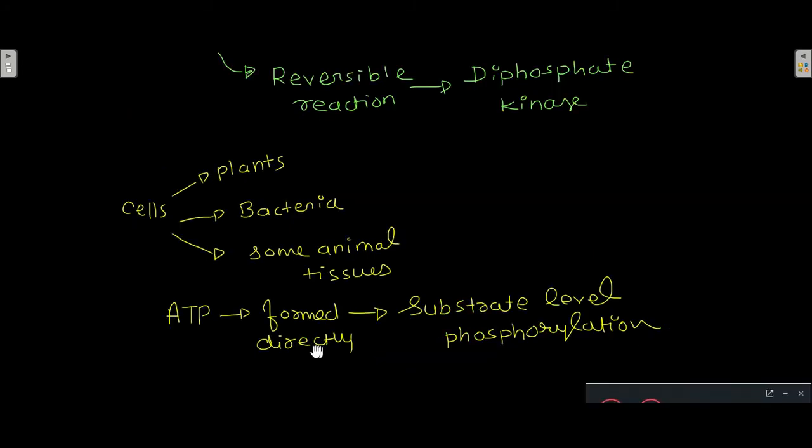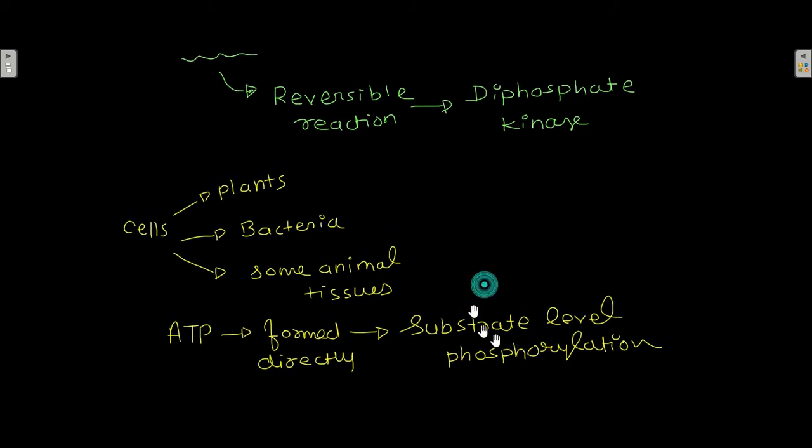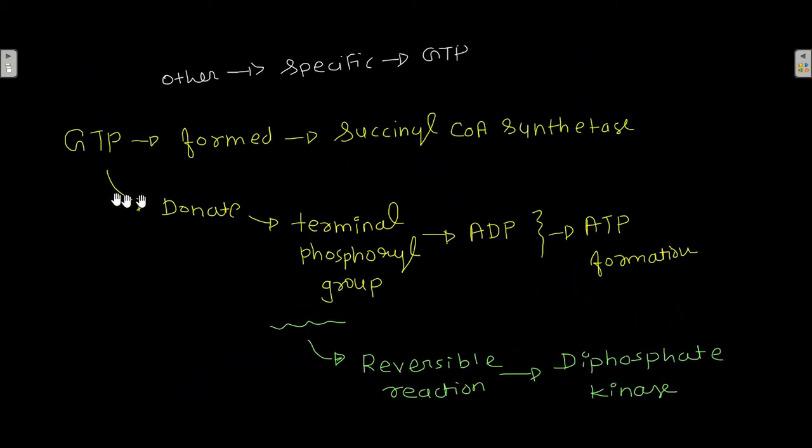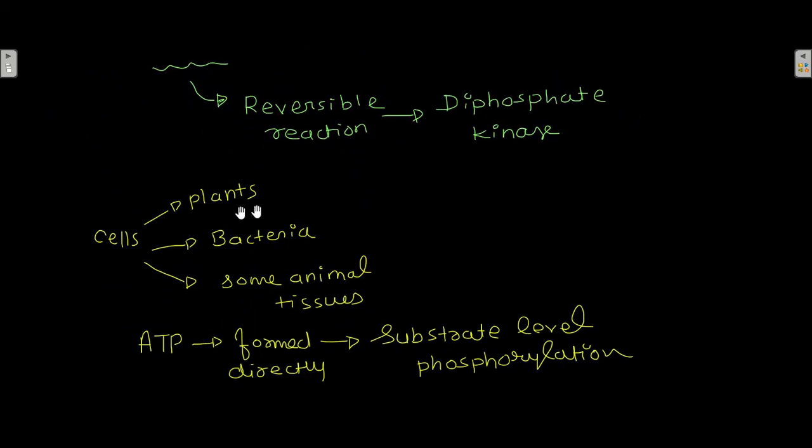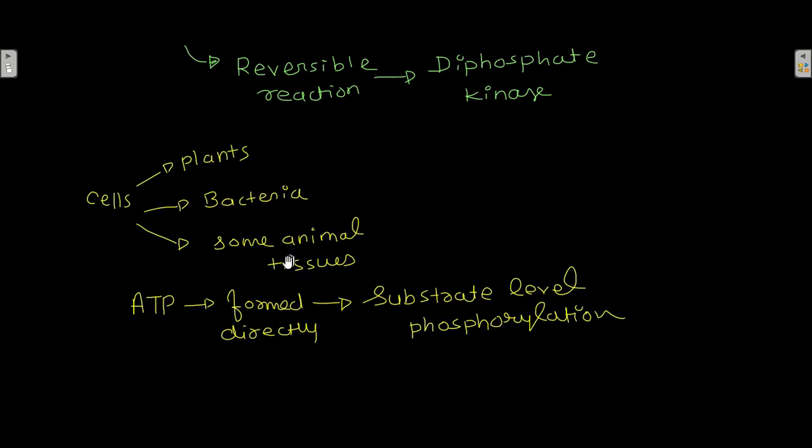Now, in the cells of plants, bacteria, and some animal tissue, the ATP is formed directly from the substrate level phosphorylation. In the previous case, substrate level phosphorylation results in the formation of the GTP, and that GTP is then converted into ATP. But in plants, bacteria, and in some animal tissue, there is no GTP. ATP is directly formed from the substrate level phosphorylation. That is how it happens in cells of plants, bacteria, and cells of some animal tissues as well.